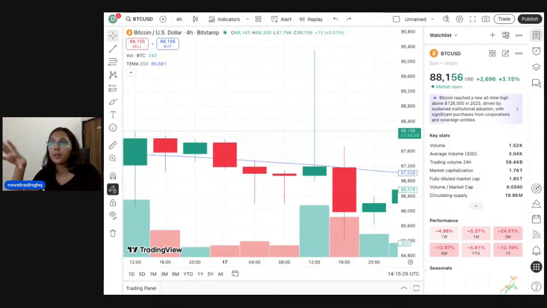we can see a big green candle. But interestingly, the interesting part here is that you can observe the upper wick, right?